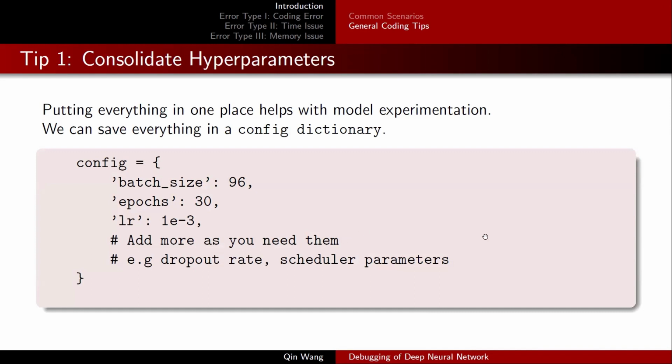Firstly, let's go through some good coding practice that every machine learning engineer should know. Tip number 1. Consolidate all the hyperparameters in a config dictionary. Think about training a deep learning model as a science experiment, and all the hyperparameters are your independent variables. In science experiments, we first draw a table to record all the experiment results before actually starting the experiment. In deep learning experiments, we do the same. By putting everything together in a config dictionary, we can easily change and track the hyperparameter combinations.